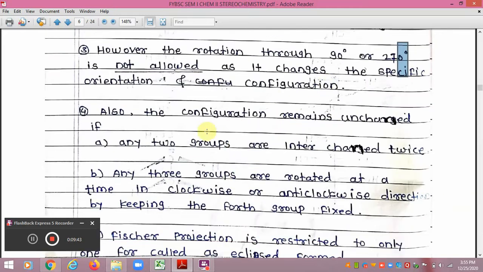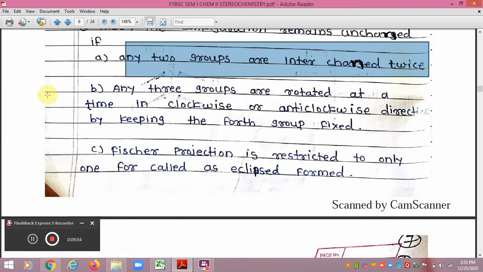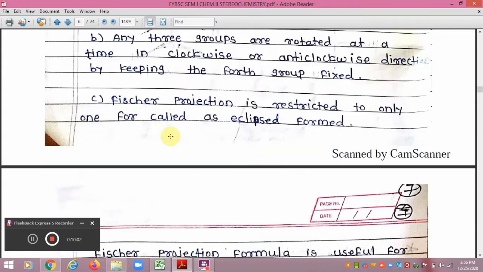Also, the configuration remains unchanged. Here it is very important. If any two groups are interchanged twice, then the configuration remains unchanged, and if any three groups are rotated at a time, clockwise or anti-clockwise, while keeping the fourth group fixed, then the configuration remains constant, unchanged.